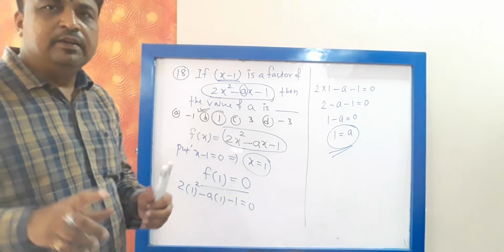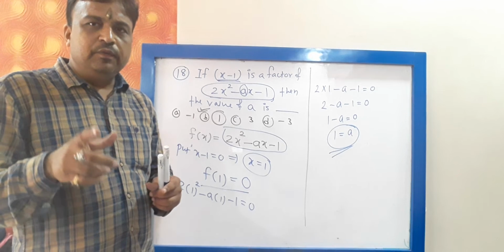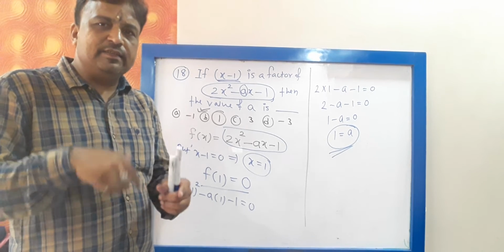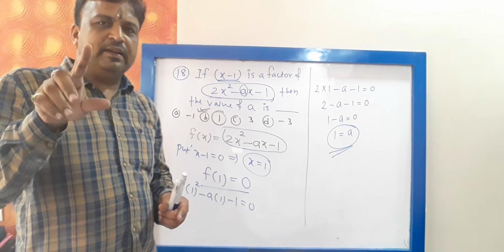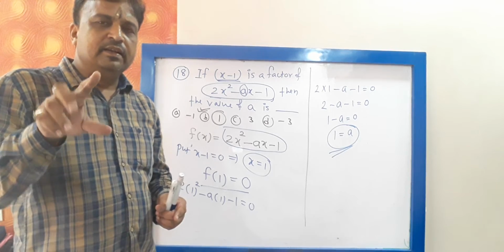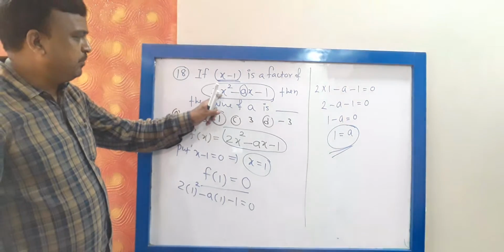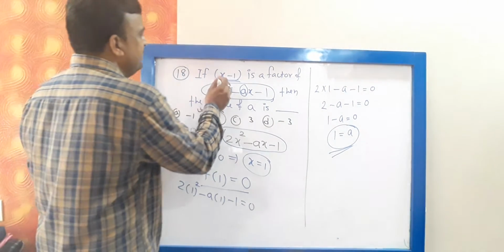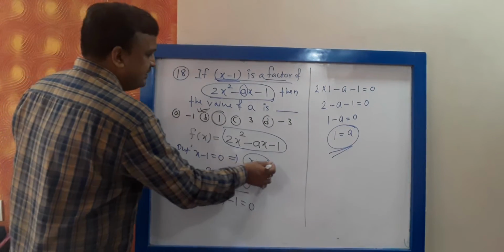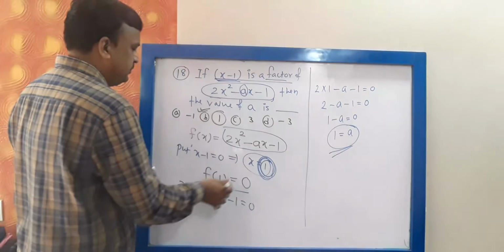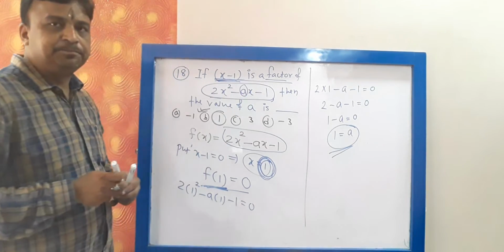Is it clear, my dear? So you are given a polynomial. When that polynomial is divided by x minus a, the remainder is f of a. And what factor theorem says is that this remainder f of a has to be 0. Now it is given x minus 1 is a factor. So put x minus 1 equal to 0, you will get x is equal to 1. And f of 1 has to be 0 because you are given x minus 1 is a factor.